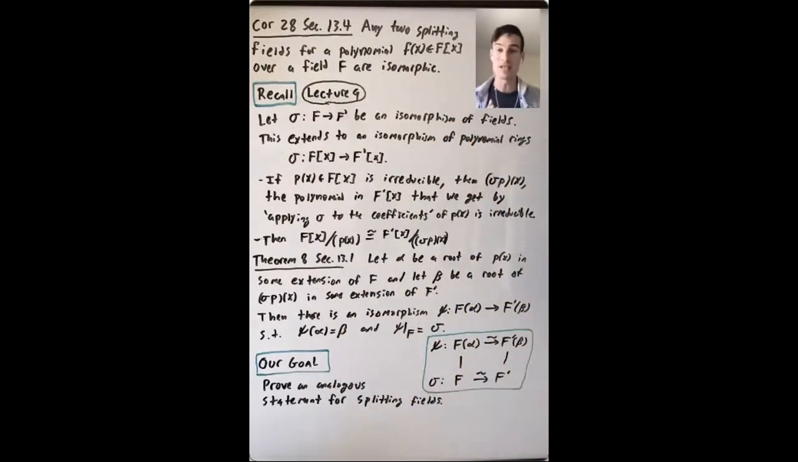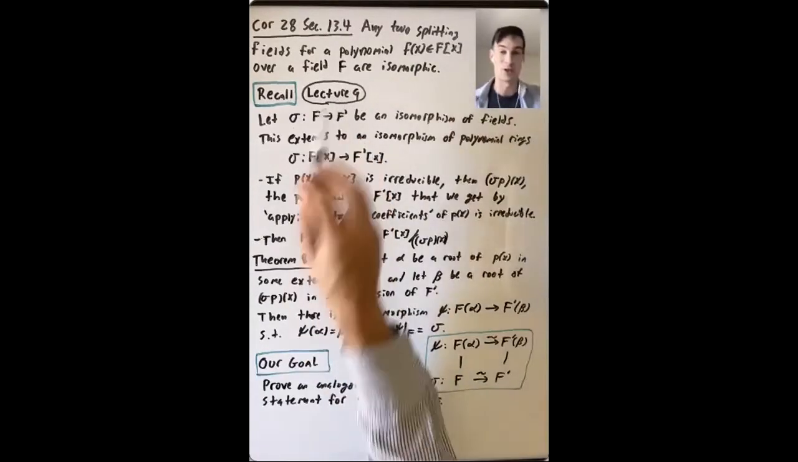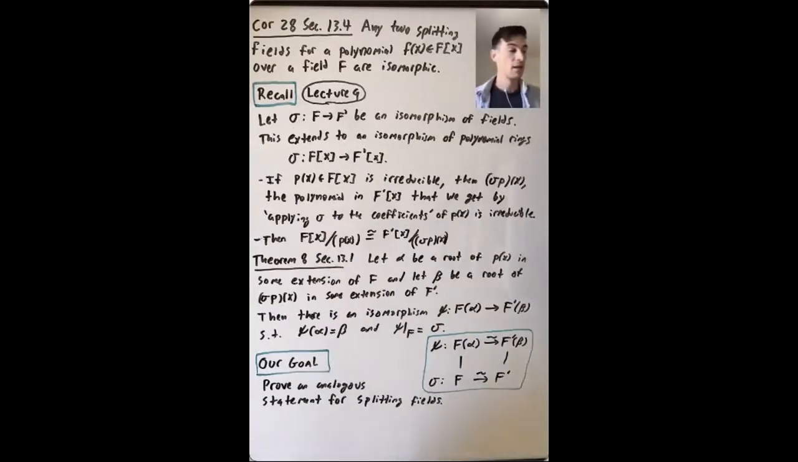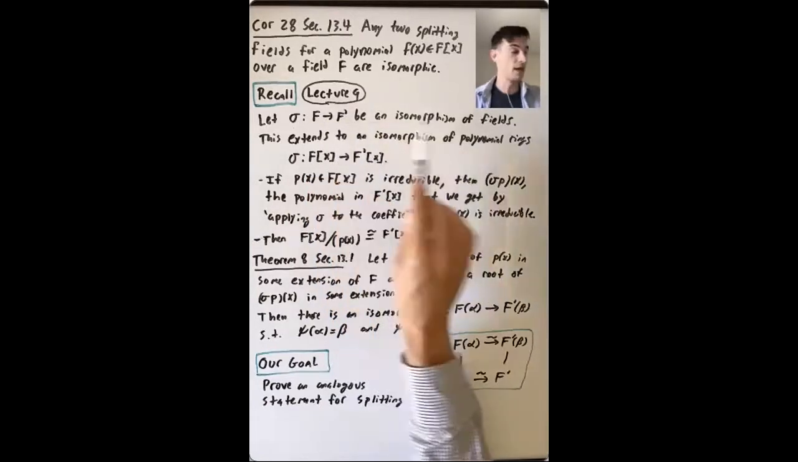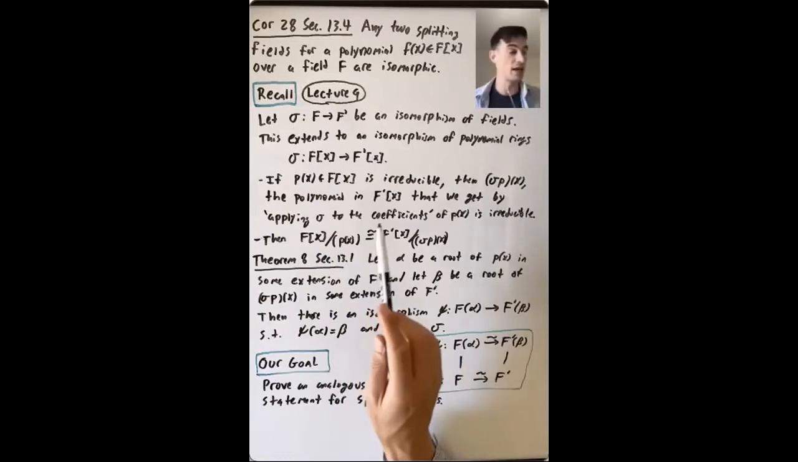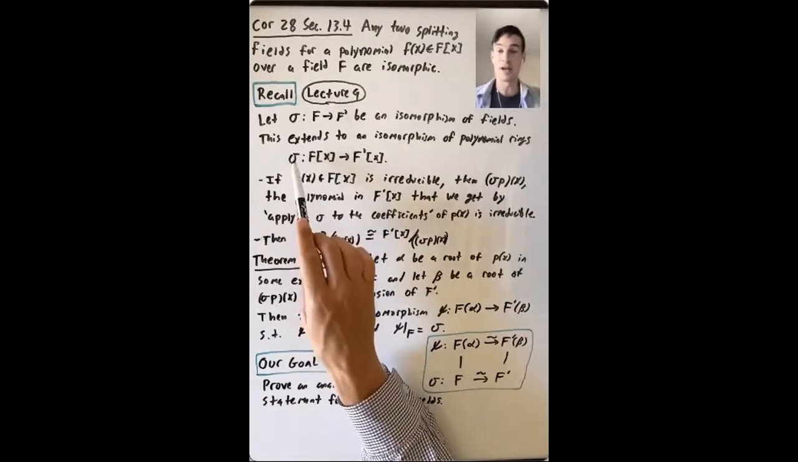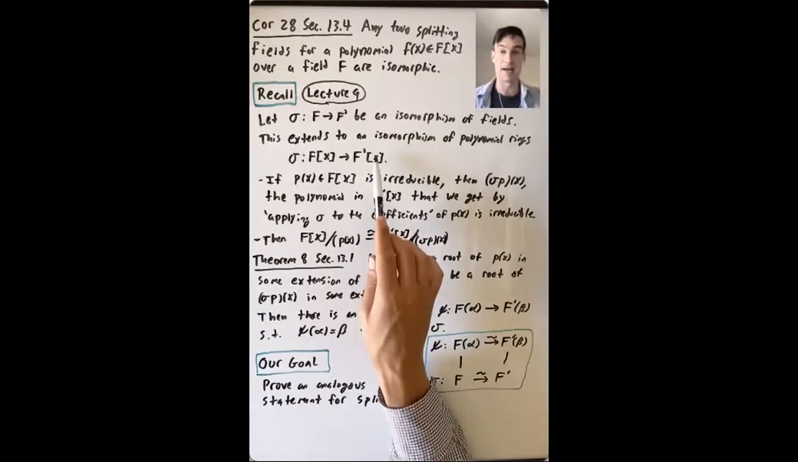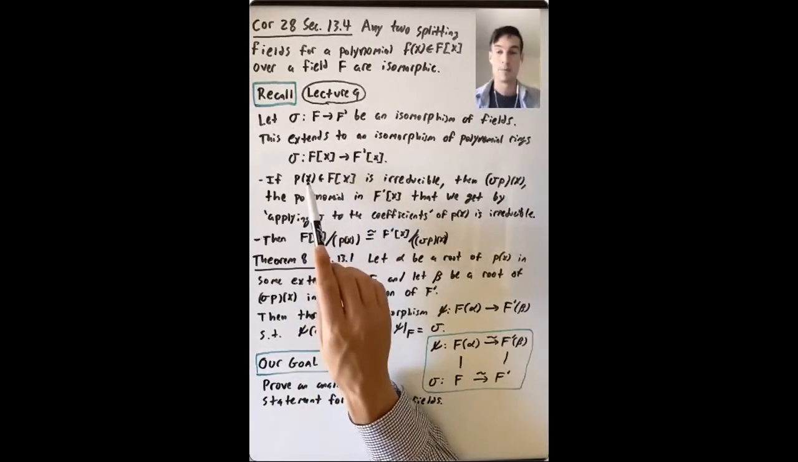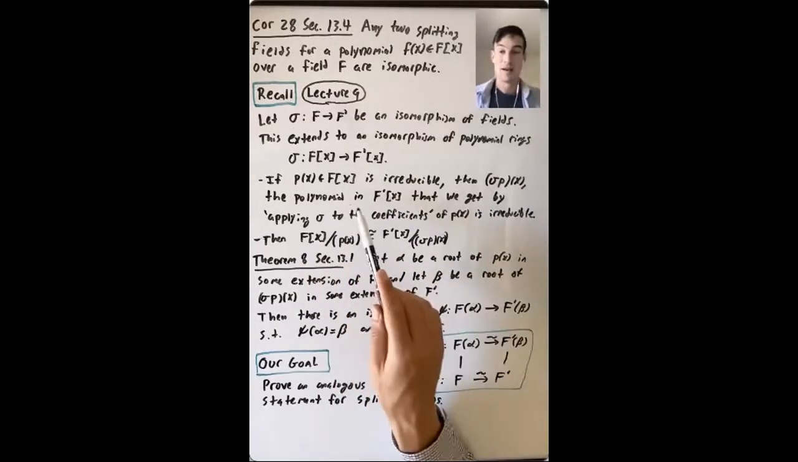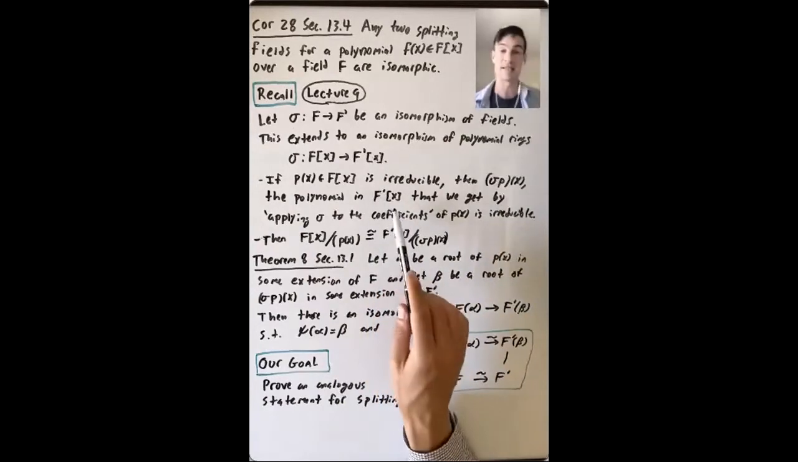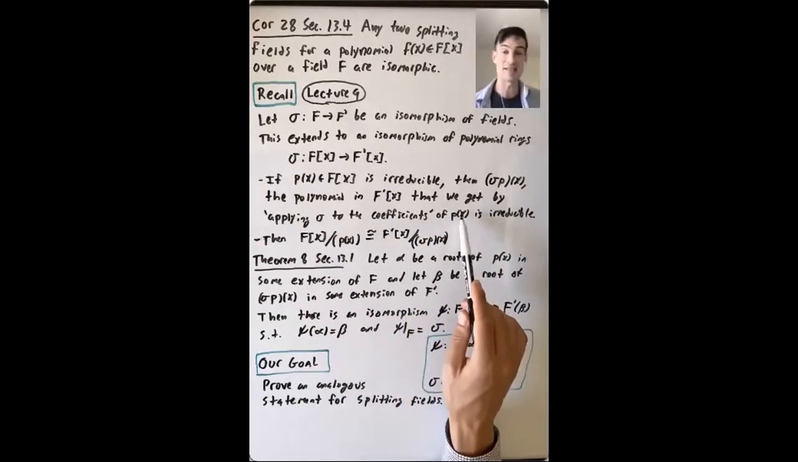The way that we're going to prove this result is to relate it to an earlier discussion we had back in lecture 9. Let's recall, if you have sigma, an isomorphism of fields from F to F', this extends to an isomorphism of polynomial rings, which we'll also call sigma, from F[x] to F'[x]. And we saw that if p of x in F[x] was an irreducible polynomial, then sigma p of x, which is the polynomial in F'[x] that you get by applying sigma to the coefficients of p of x, is irreducible.